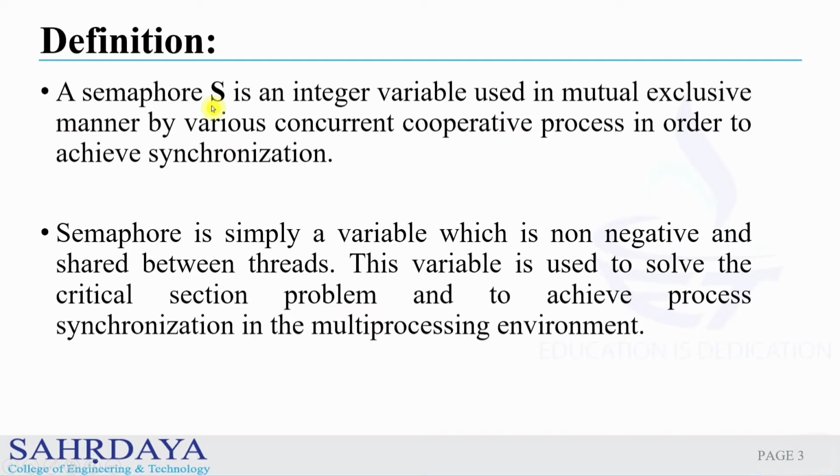So the point to be noted here is that the semaphore, which is denoted as S, is an integer variable. A variable is something that stores a value, and in this case it is an integer value, and it is used in a mutually exclusive manner by various concurrent cooperative processes in order to achieve synchronization. We also have to understand that a semaphore is a non-negative value and it is a shared variable. It is shared between different threads or processes. Also, this variable is used to solve critical section problems and ultimately to achieve process synchronization, particularly in a multiprocessing environment.